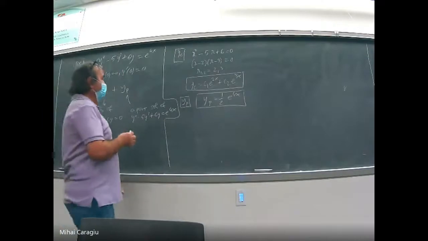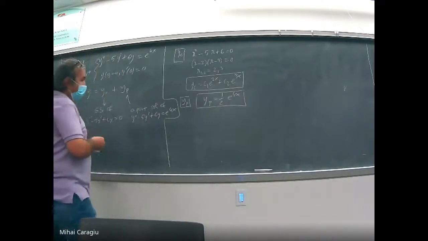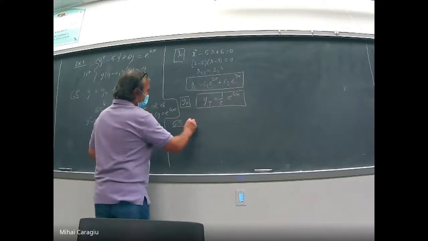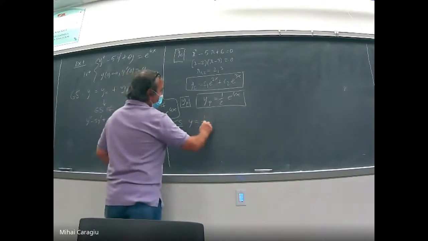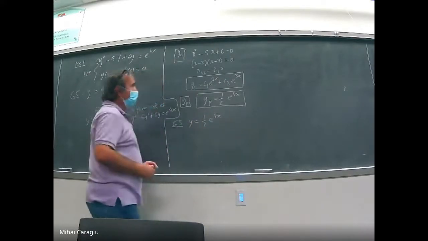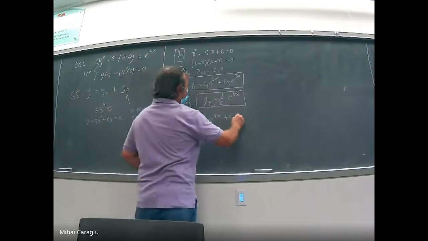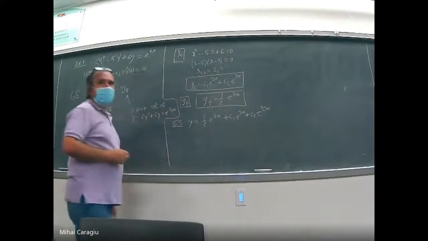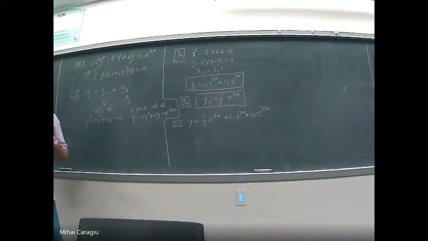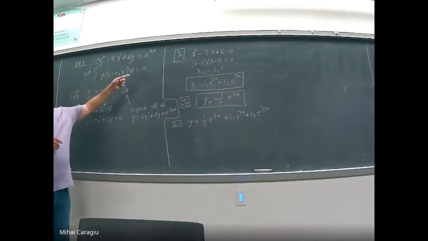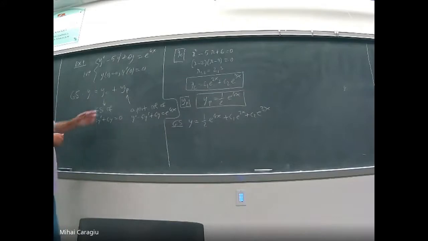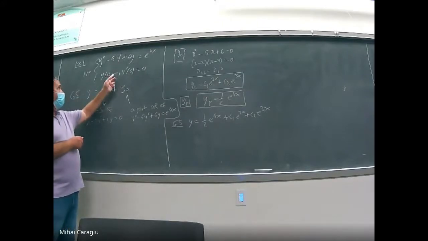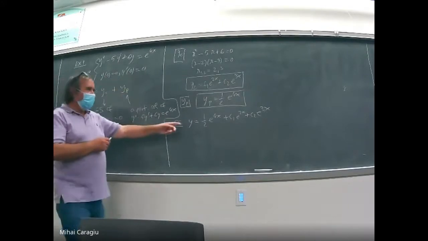Okay, so now what's the general solution of the non-homogeneous equation? y equals 1/2 e to the power 4x, that is y sub p, plus c1 e to the power 2x plus c2 e to the power 3x. That's the general solution of the non-homogeneous equation. But now let's take care of the initial value problem, the initial conditions. We have to deal with those two relations, y of 0 and y prime of 0.